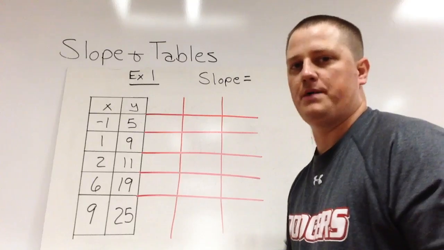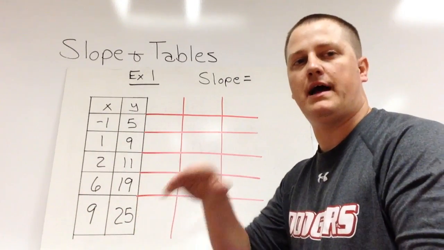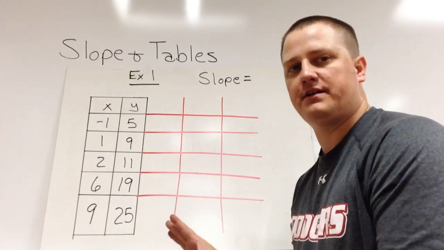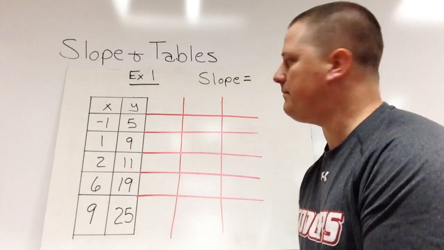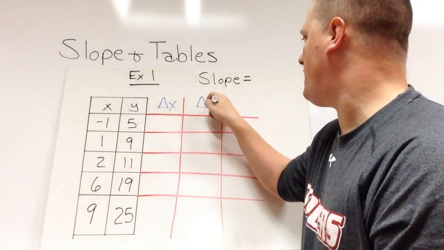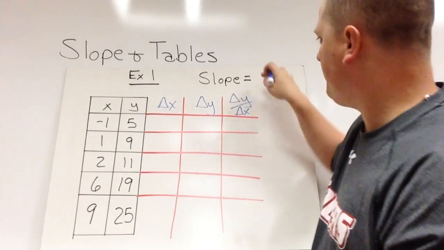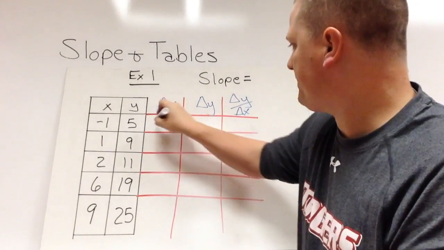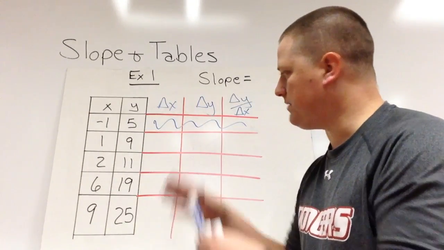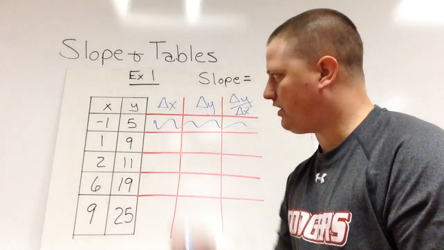So here's example 1. I have a table. I could easily take this table, graph it, draw the line, and then figure out slope that way. But instead, I'm going to use our rate of change table. So I'm going to put in delta x, delta y over delta x, and then I'm going to put the slope up here when we're done. I cross out the first one. This is how it works. I'm going to use different colors to highlight what's going on in each one. So we'll start with blue.